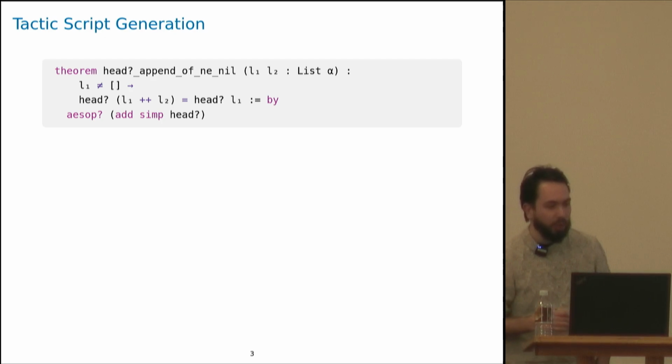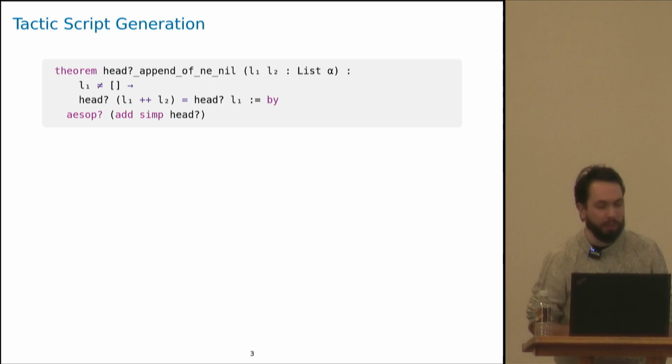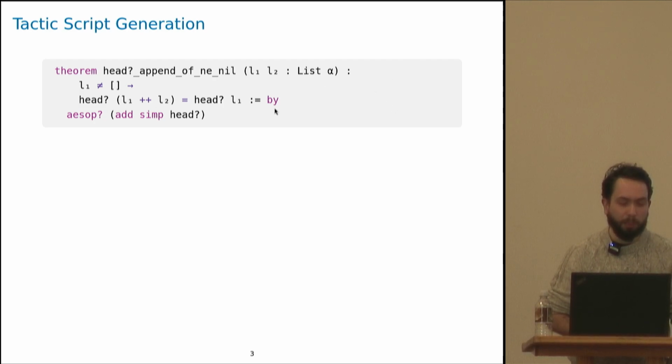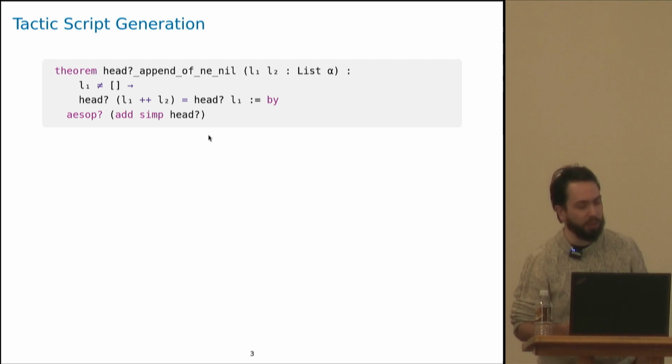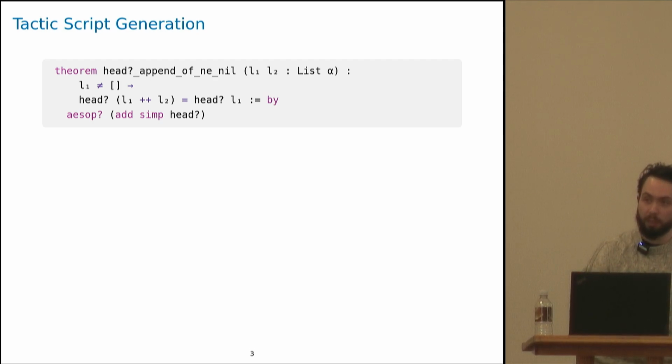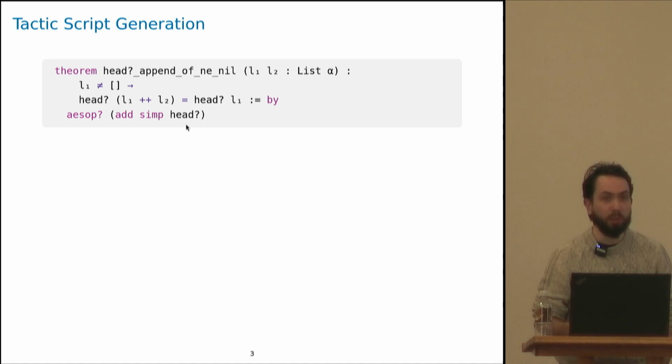All right, so the topic of this talk will be tactic script generation. So here we have, as an example, some theorem that says that the head of the concatenation of two lists is the head of the first list, provided that the first list is not empty. And with a little bit of help from this rule that we add here, Aesop is able to solve this.